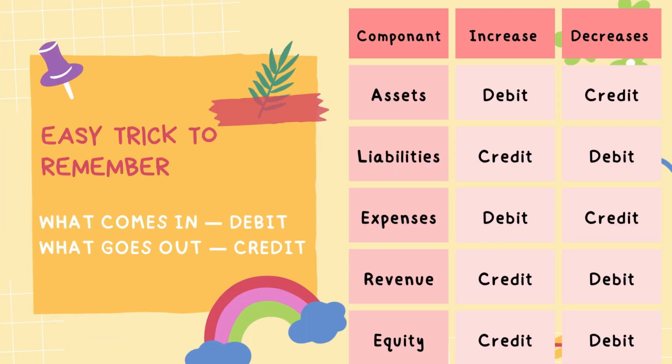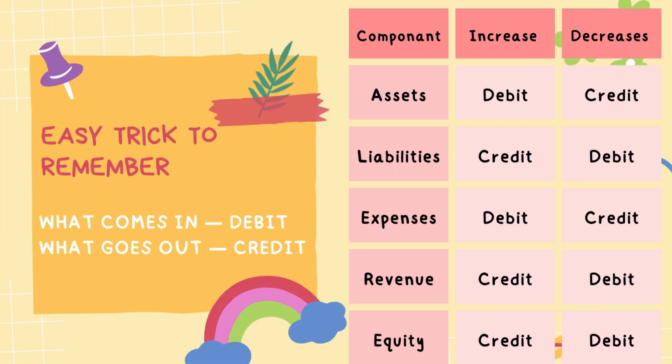This table shows how different accounts increase and decrease. For assets and expenses, an increase is recorded as a debit and a decrease as a credit. For liabilities, revenue, and equity, an increase is recorded as a credit and a decrease is recorded as a debit. A simple way to remember this is: what comes in, debit; what goes out, credit. This rule helps beginners understand debit and credit more easily.